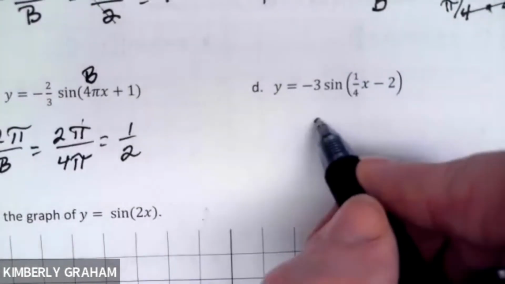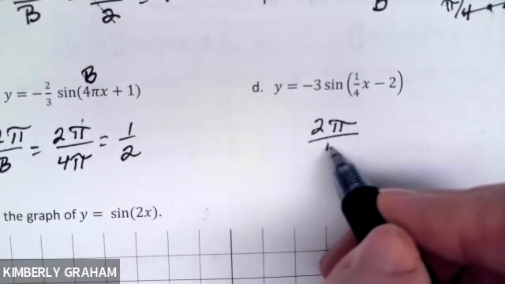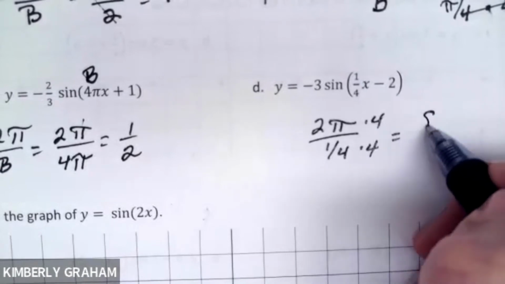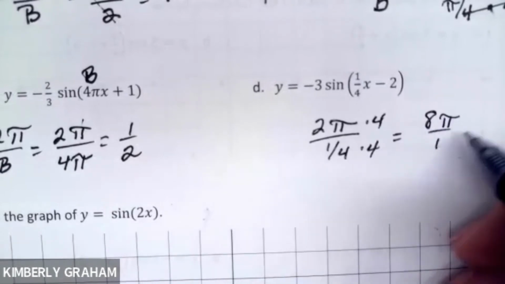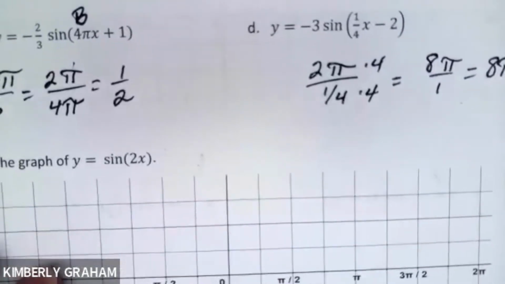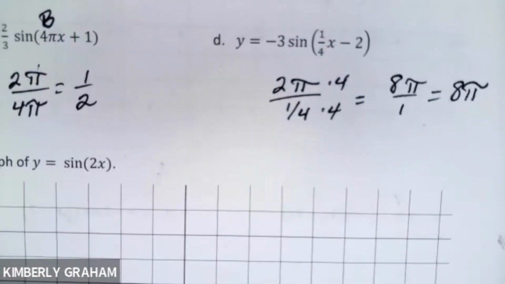Here I have 2 pi divided by 1/4. I'm going to multiply numerator and denominator by 4. So I have 8 pi over 1, which is just 8 pi. Any questions with that?